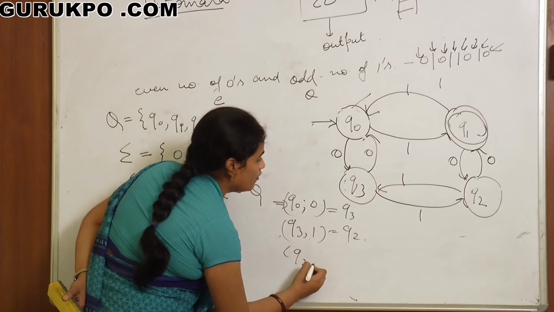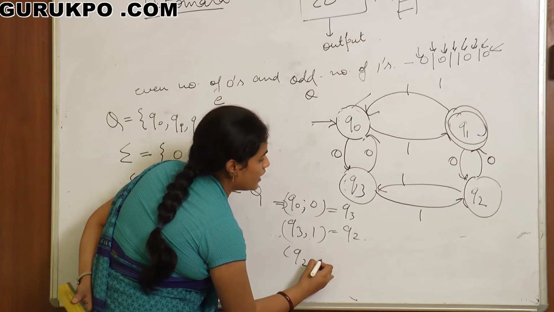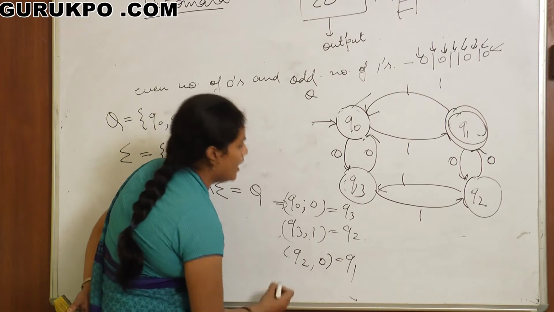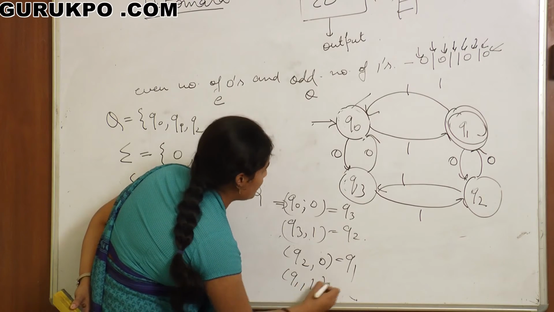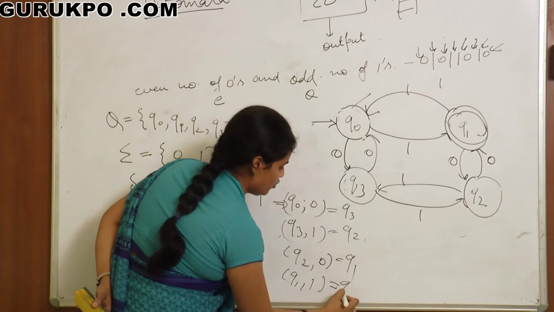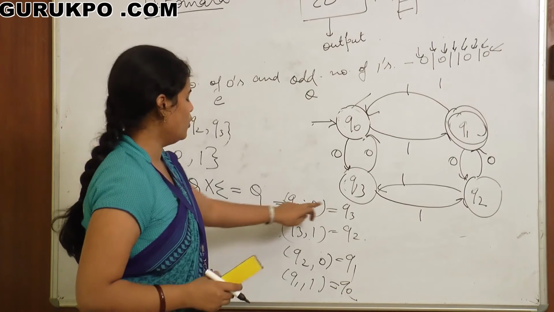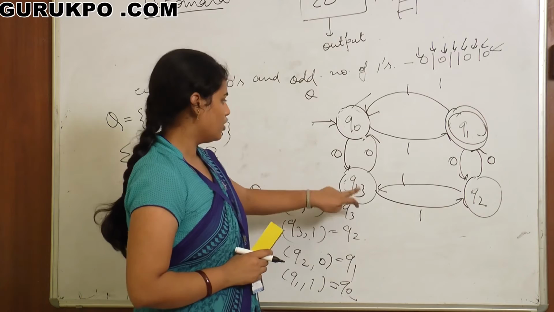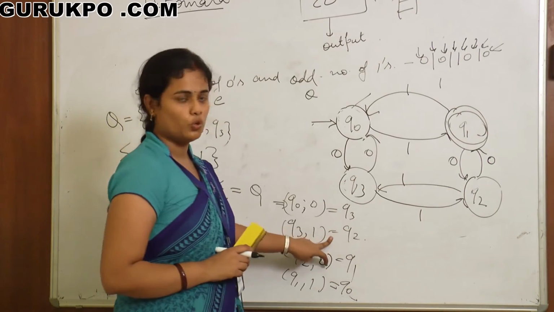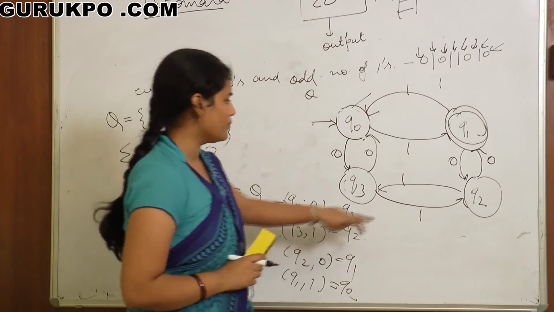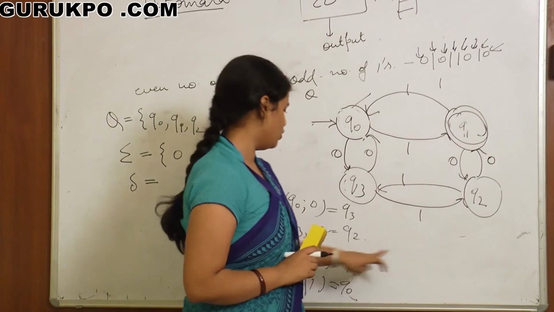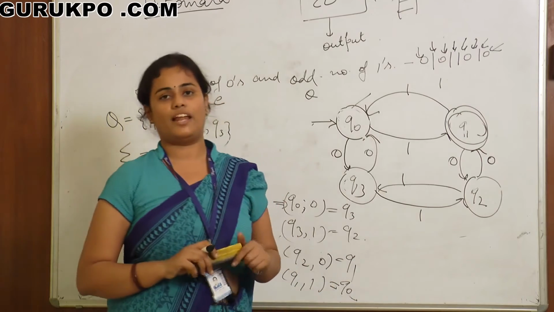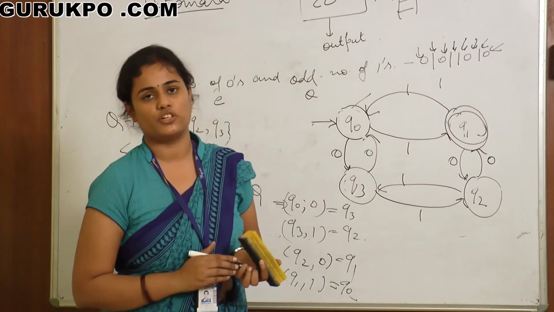Similarly, at Q2 when we give the input 0, we are reaching Q1. And at Q1 we are giving 1, then we are reaching Q0. In this way, Q0 with 0 reaches Q3, Q3 with 1 reaches Q2, Q2 with 0 reaches Q1, and Q1 with 1 reaches Q0 again. In this manner we can write all the production rules.